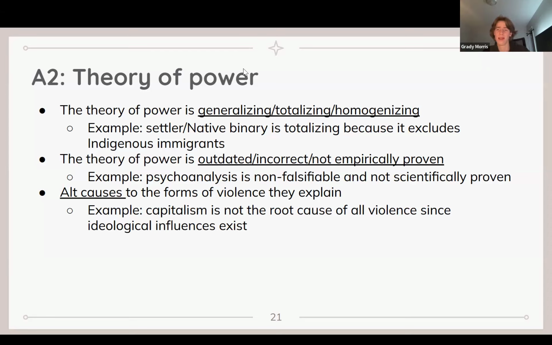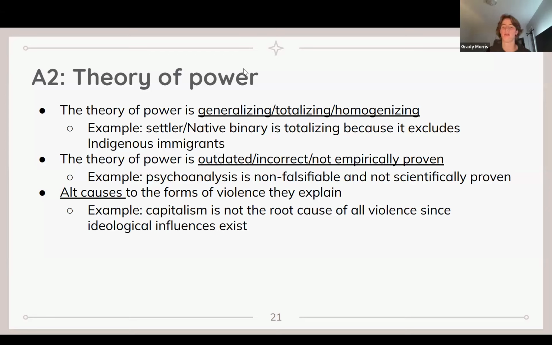Now, some attacks that are specific to the theory of power is that the theory of power is generalizing, totalizing, or homogenizing. One example is that the settler native binary, referring to settler colonialism, is totalizing because it excludes indigenous immigrants. This is just to say that the theory of power kind of groups people into one category, which ignores how complex groups can be.